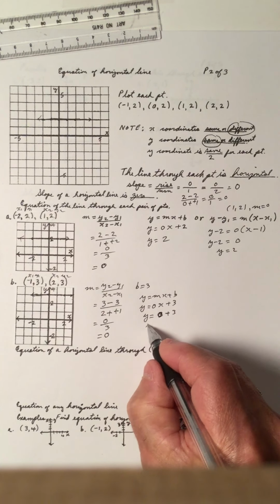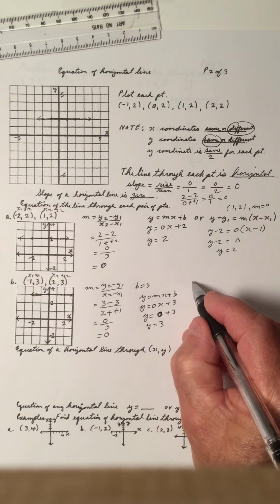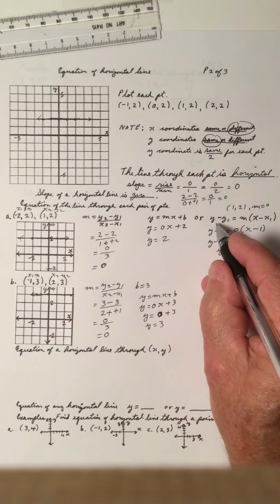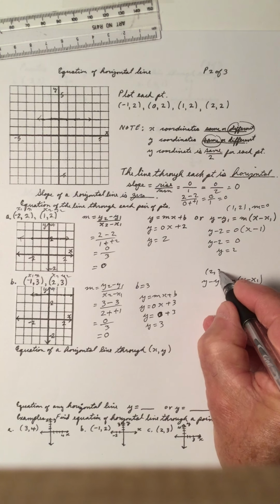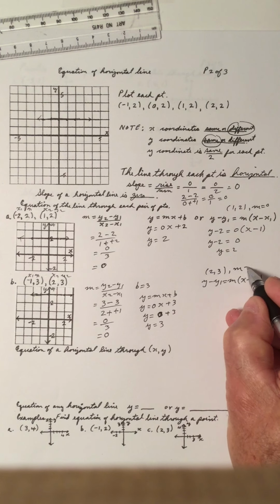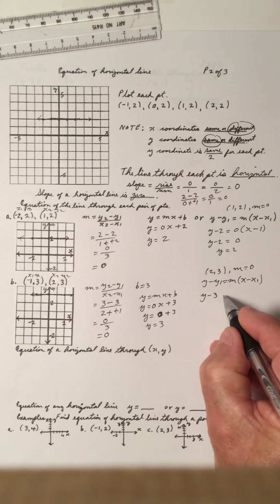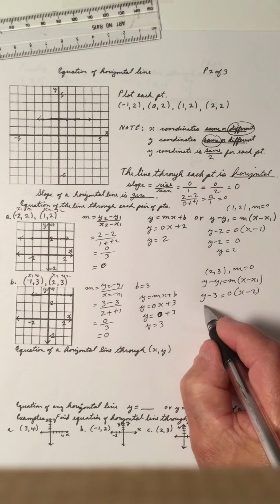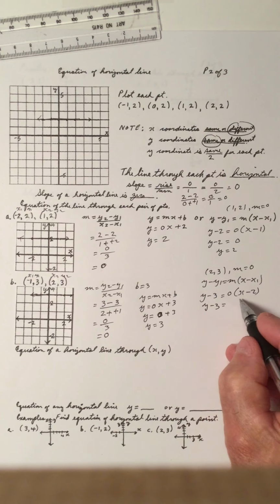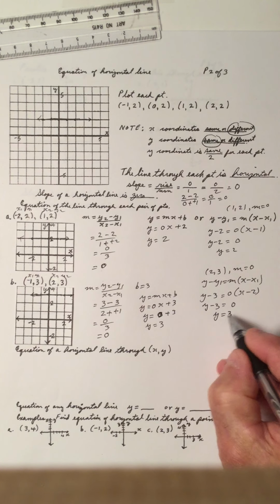0 times x is 0, and 0 plus 3 is 3. Or we could use the point slope form: y minus y1 equals m times x minus x1. Let's use the point (2, 3), and the slope is 0. So y minus 3 equals 0 times x minus 2. Y minus 3. 0 times any number is 0, so y equals 3.